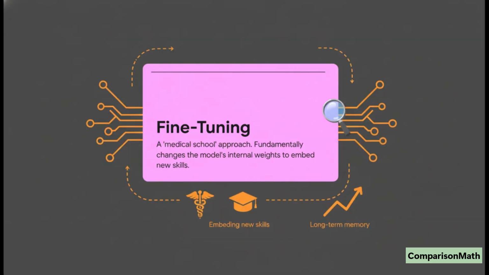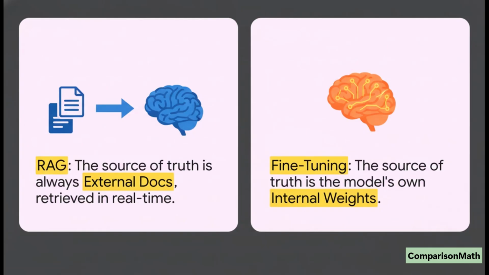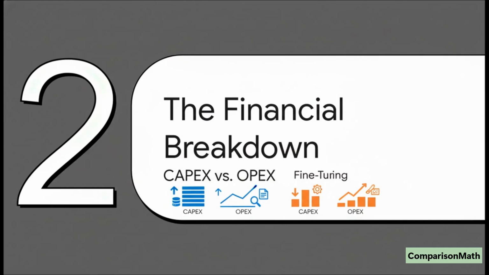Fine-tuning, on the other hand, is that medical school approach we talked about. You're not just giving it a textbook to read. No, you are fundamentally changing the model's brain, altering its internal neural weights to teach it completely new skills and patterns. This is all about its long-term memory. And that right there leads us to the key mechanical difference. For RAG, the source of truth is always outside the model, in some document that it fetches in real time. But for a fine-tuned model, the source of truth is inside. It's baked into its own weights. And believe me, this one single difference is what drives every single trade-off in cost and performance that we're about to cover.